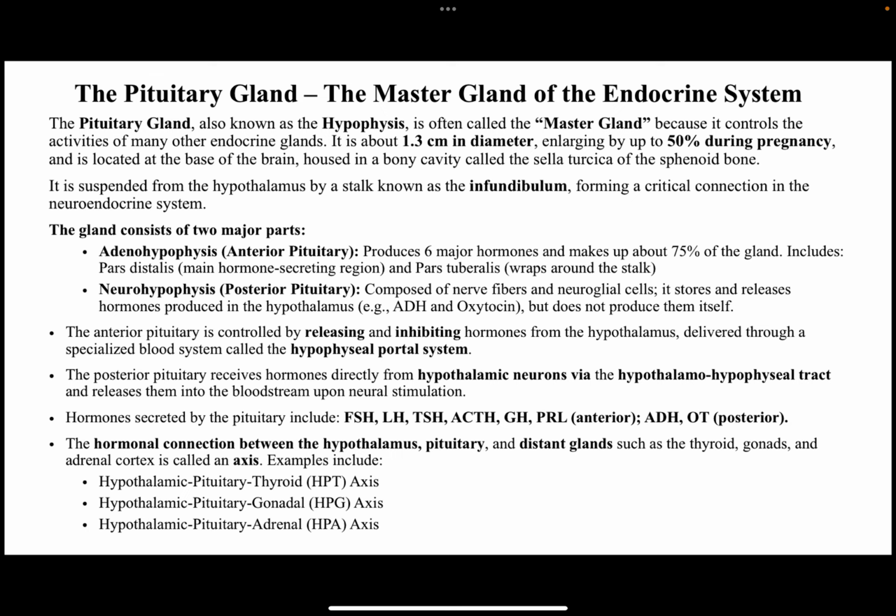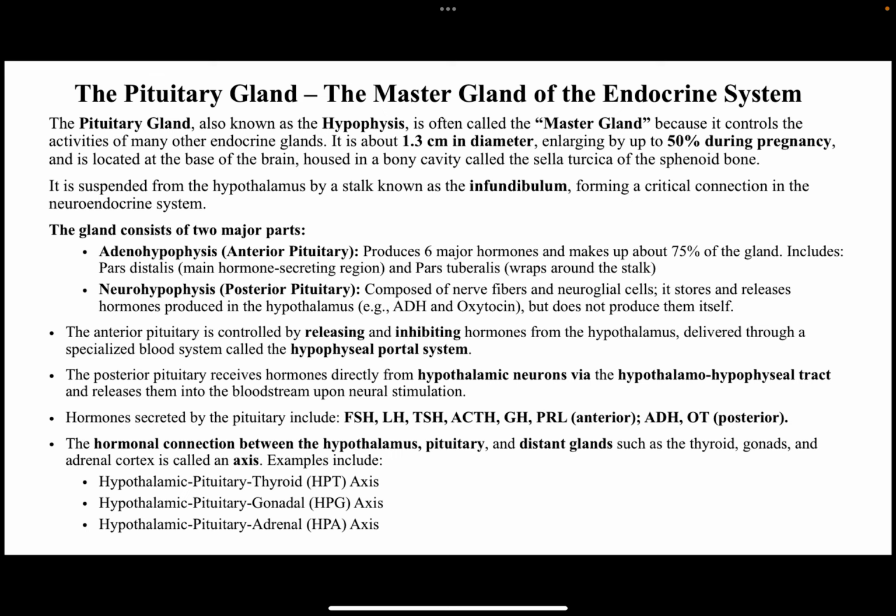Then when you give an order, it first goes to the first person. Then the first person goes and passes that information to someone else to also do something. So it tells you that there is this kind of connection. Something like that in the scenario I've described also happens in the endocrine system, and we call that an axis. So there is a hormonal connection between the hypothalamus, the pituitary gland, and the distant glands. That kind of hormonal connection, we call an axis.